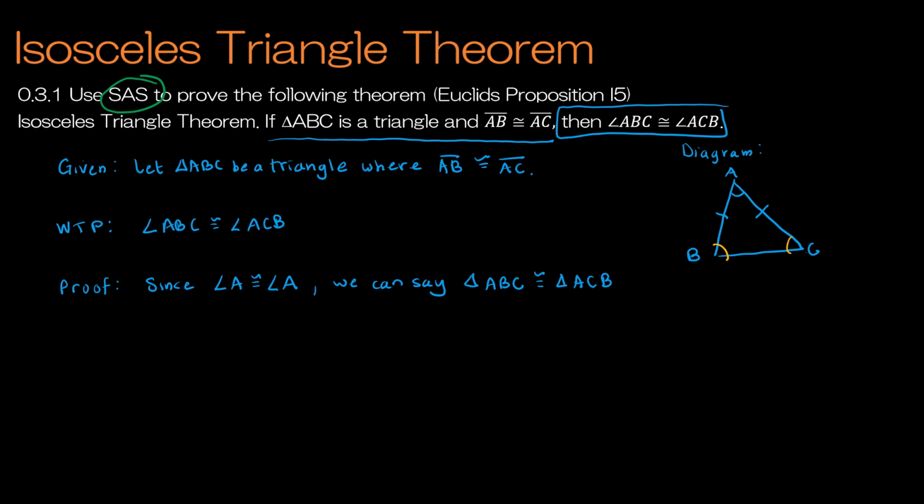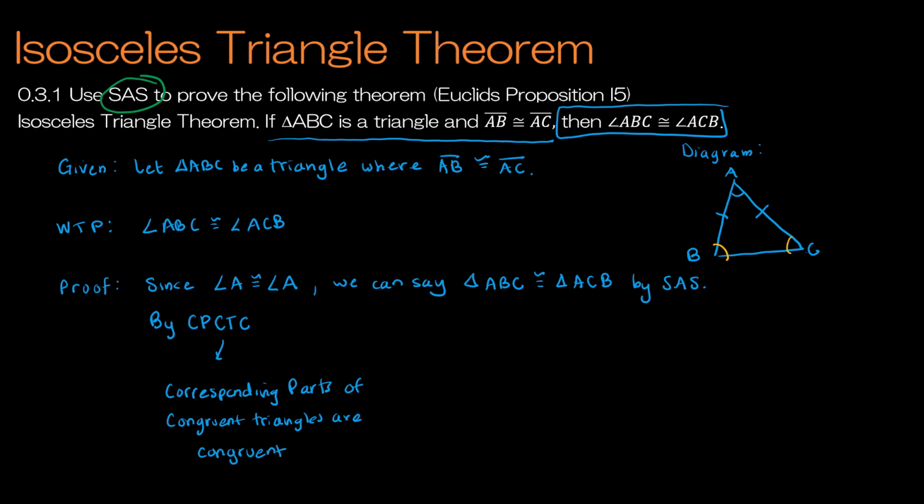Why does that help me? Well, I'm saying the triangles are congruent by side, angle, side. Now, if I know two triangles are congruent, then I know all of their corresponding parts are congruent. Now, again, this is not something contained in your textbook, which is why I wanted to make sure I included this one in your video. So by CPCTC, this means corresponding parts of congruent triangles are congruent.